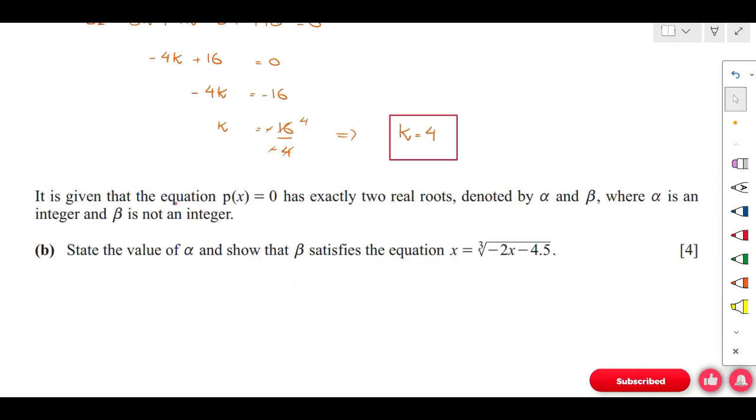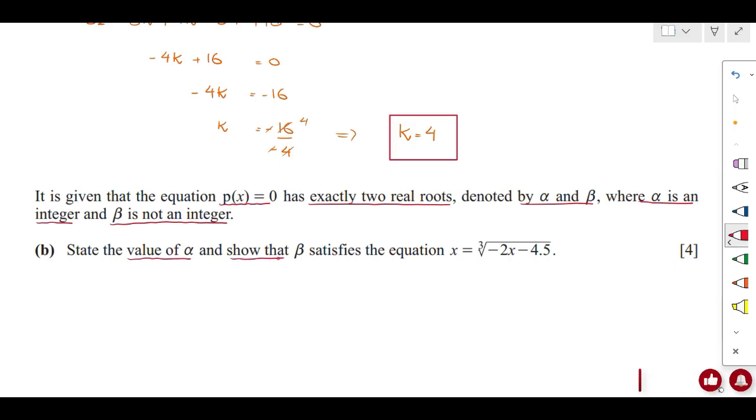It is given that the equation p of x equals 0 has exactly two real roots denoted by alpha and beta, where alpha is an integer and beta is not an integer. Part B, state the value of alpha and show that beta satisfies this equation. Okay, p of x equals 0 has two real roots.